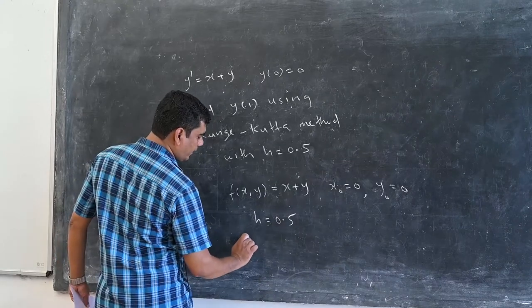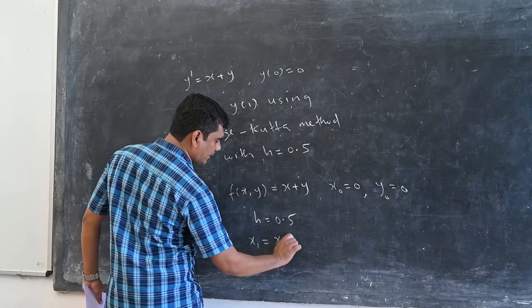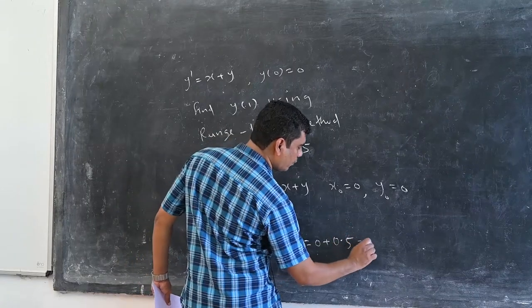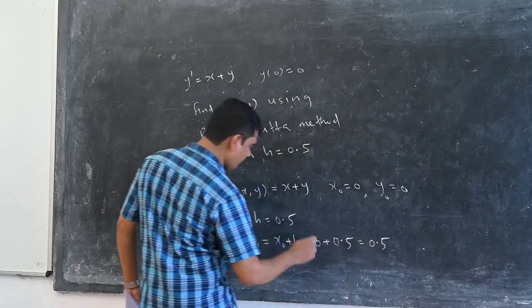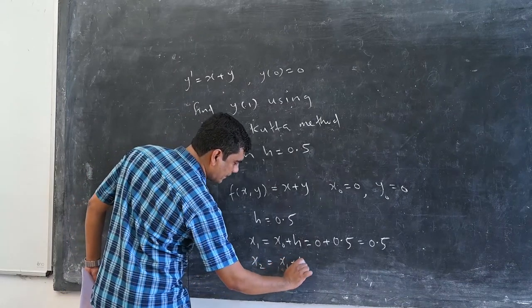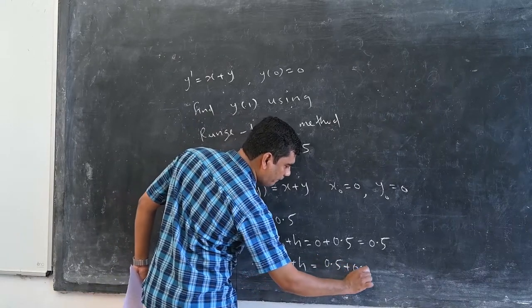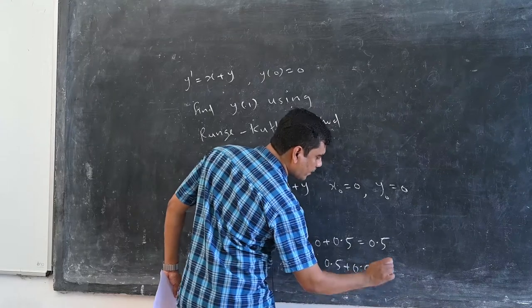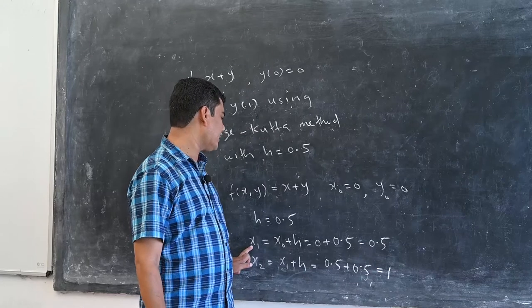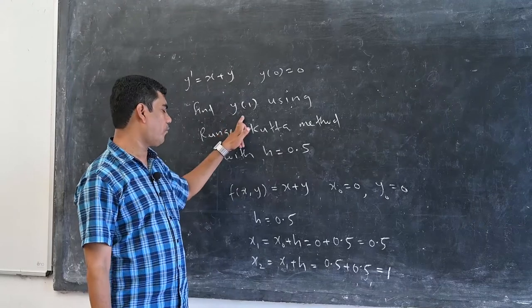Then x1 is equal to x naught plus h, 0 plus 0.5 is equal to 0.5. x2 is equal to x1 plus h. It is 0.5 plus 0.5 is equal to 1. So, we obtained 1 in 2 steps. x1 is 0.5, x2 is equal to 1. We have to find y of 1.